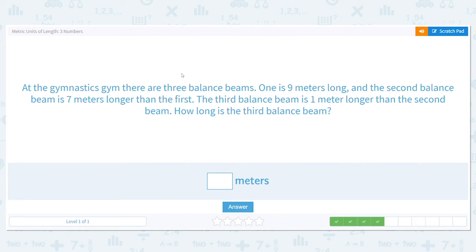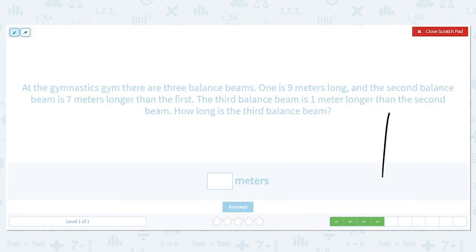At the gymnastic gyms, there are 3 balance beams. One is 9 meters long. The second balance beam is 7 meters longer than the first. The third balance beam is 1 meter longer than the second beam. How long is the third balance beam?